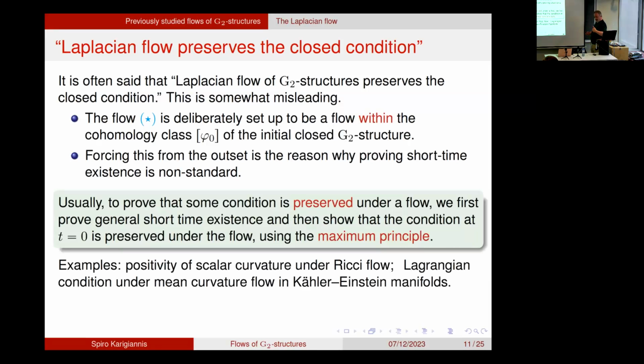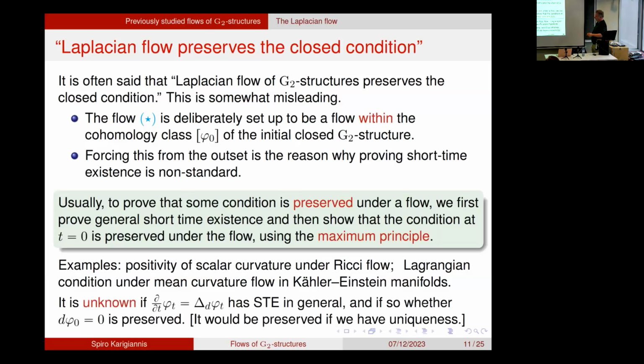So for example, positivity of scalar curvature under Ricci flow, or the Lagrangian condition under mean curvature flow in a Kähler-Einstein manifold, these are all things where the flow in general has short-time existence. And then if you assume some condition at time zero, that condition is preserved for all time because of some maximum principle argument. But can't you just say, if you have any solution, just differentiate your equation, then you see that closedness is preserved?